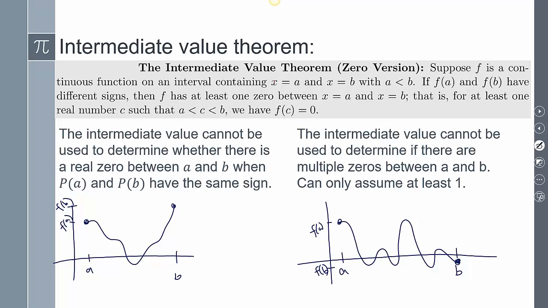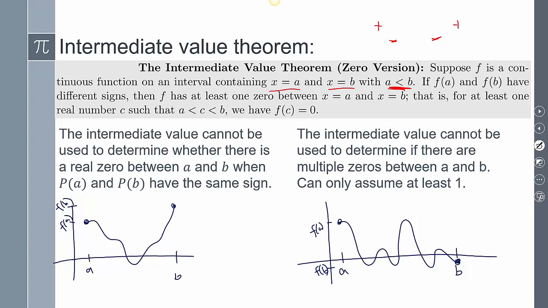Now the last thing we're going to talk about is the intermediate value theorem. This states that if you have a continuous interval, and remember all polynomials that we've talked about so far are continuous, containing two x values, a and b, and we're going to say that it's in order, so a comes first and then b comes second. If f of a and f of b have different signs, meaning, like my one y value is positive and one y value is negative, or one y value is negative and the other one is positive, then we can make the assumption that there's at least one zero between those two x values, a and b. So there's at least one zero.